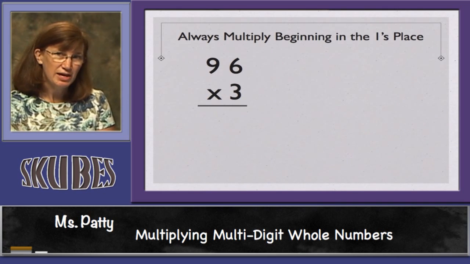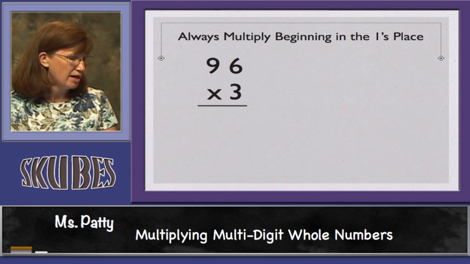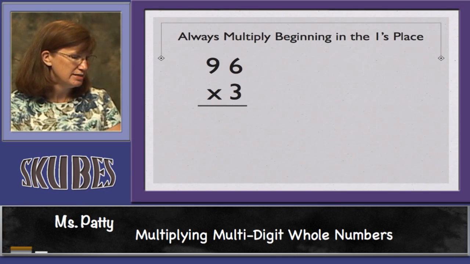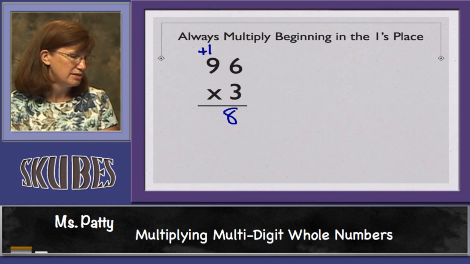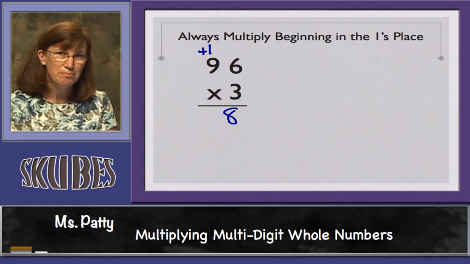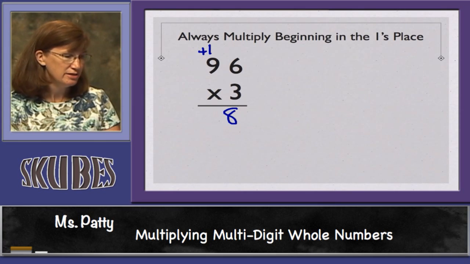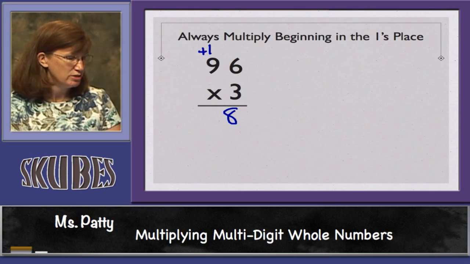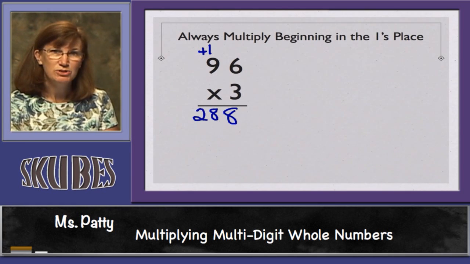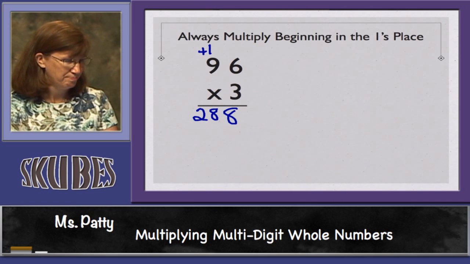We always start in the ones house and we say 3 times 6 equals 18. We write down our 8 and we carry our 1 into the tens house. I write a plus sign because that reminds me that I need to add it after I finish my multiplying in the tens house. Now I say 3 times 9 is 27 plus 1 is 28. I write my 8 in the tens house and I write my 2 in the hundreds house. And my answer is 288.